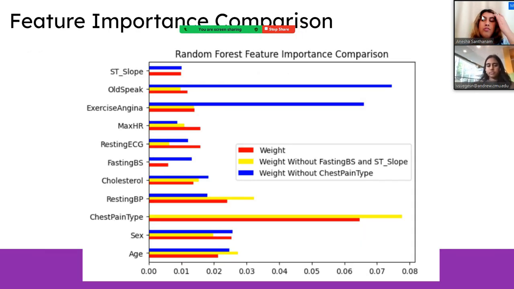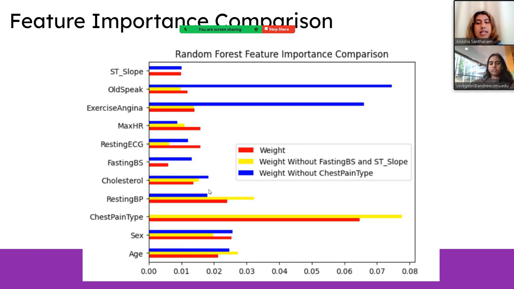This is a further comparison of feature importance, but for the 3 random forest algorithms that we ran. One which just showed the regular weight of the features, one without fasting BS and ST slope as we discussed, and also one without chest pain type. If we look at the red one, which is basically just a regular random forest machine learning model, we can see that chest pain type has the highest feature importance, and everything else is relatively similar.